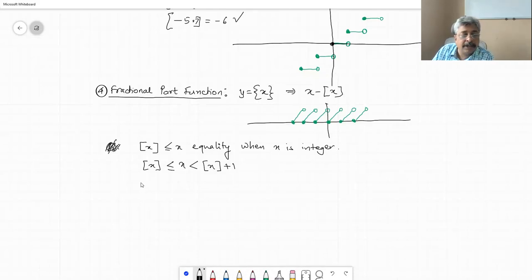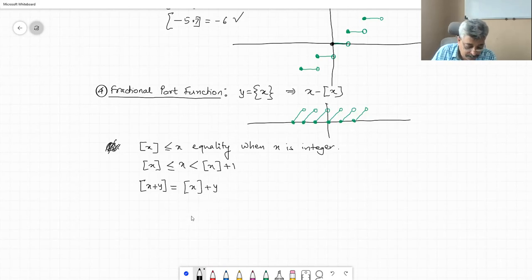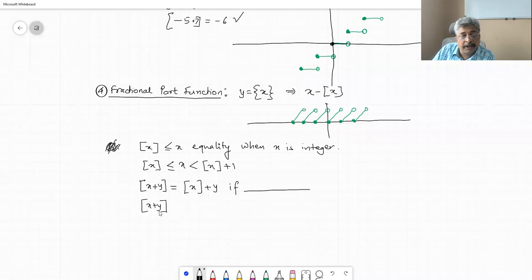Then greatest integer of x plus y is equal to greatest integer of x plus y if, complete this statement. Greatest integer of x plus y is always going to be greater than or equal to greatest integer of x plus greatest integer of y. Equality when y is an integer.